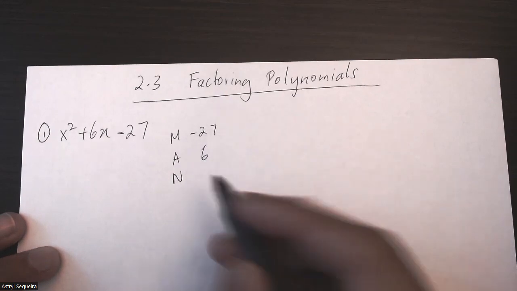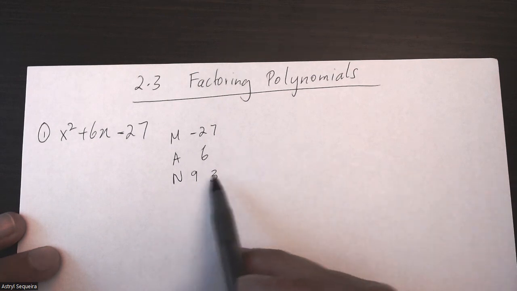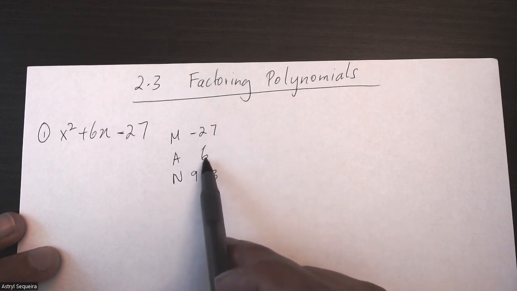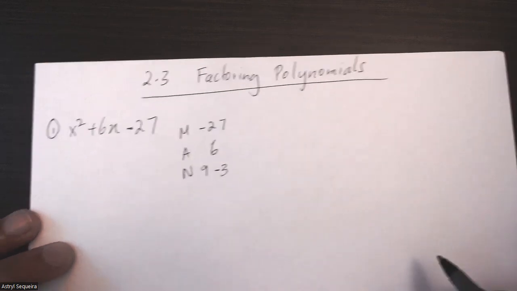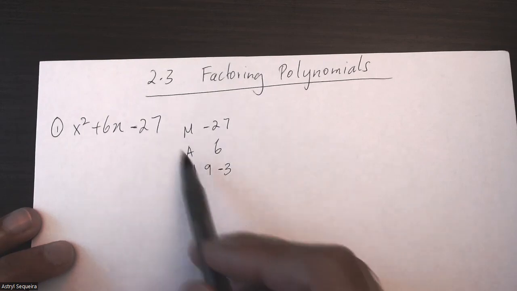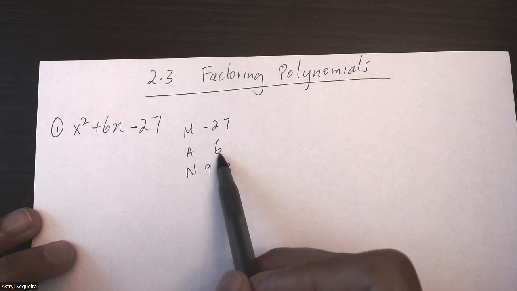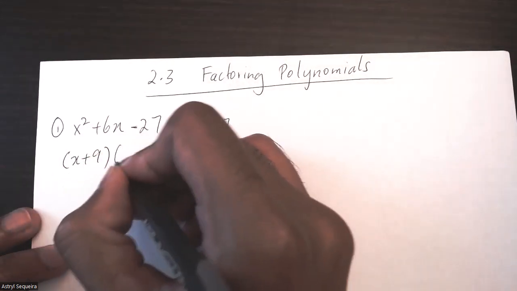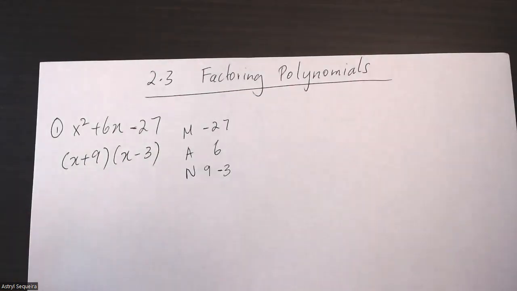I know that 9 times 3 is 27, and now I have to make one of these two numbers negative to get it to negative 27. If I look at my addition, it is positive 6, which means my bigger number has to be positive. So my two numbers are 9 and negative 3. 9 times negative 3 is negative 27. 9 plus negative 3 is positive 6. So my solution here is just (x + 9)(x - 3). That's how you do a simple trinomial.